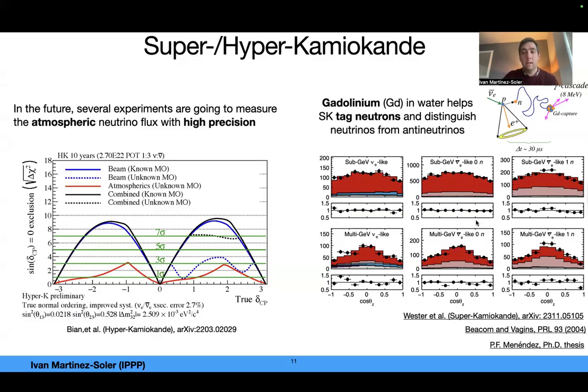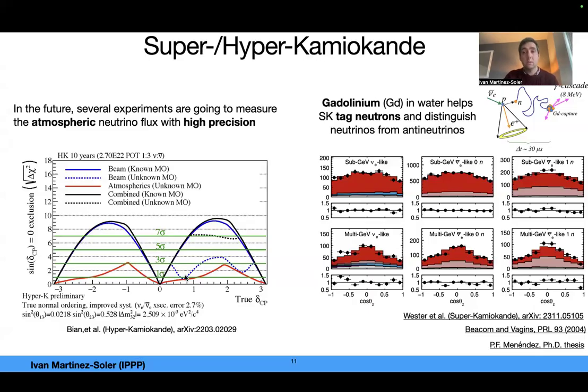And here on the right plot, what you have is some of the event samples that the experiment can use in order to reconstruct the neutrinos. In the left plot, what you have is the sensitivity that the experiment will have considering just the accelerator beam, the atmospheric neutrinos, and the combination of all of them. And it's quite interesting to see how the sensitivity can reach values larger than 7 sigma, combining everything together.